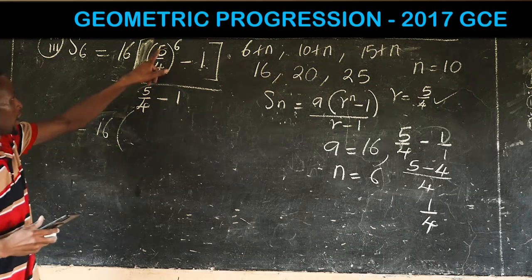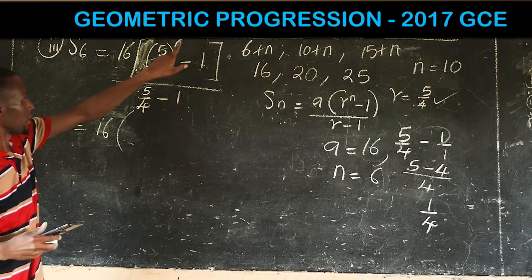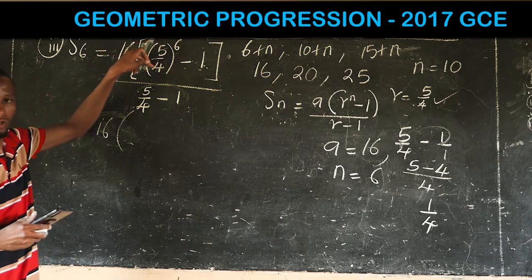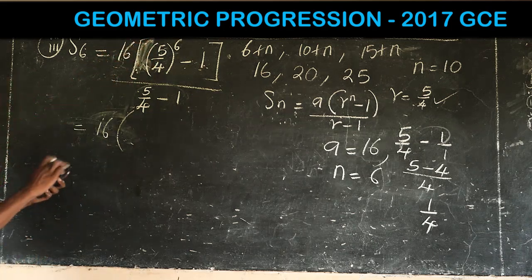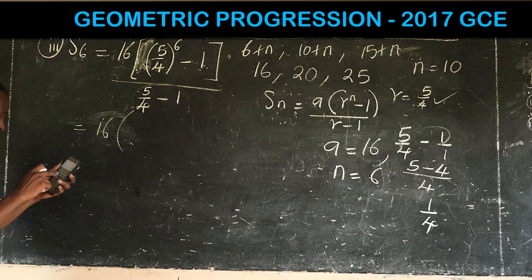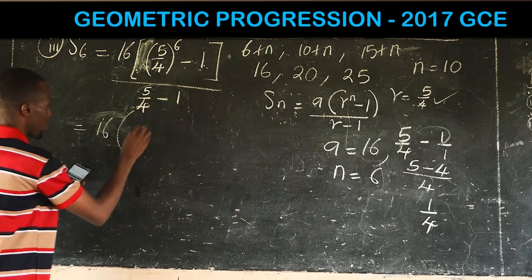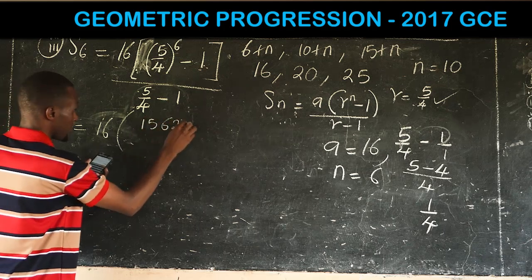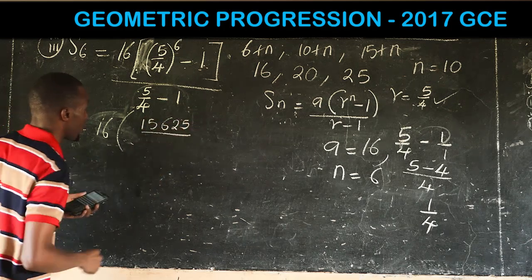We are going to get what is 5 to the power 6. This power here is representing the 5 and also the 4. So we are going to punch on the calculator what is 5 to the power 6. Confirm there, we are going to have 15,625 in the numerator.